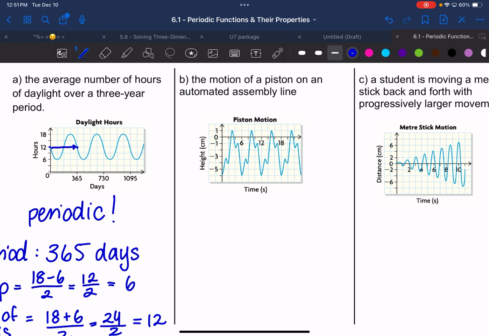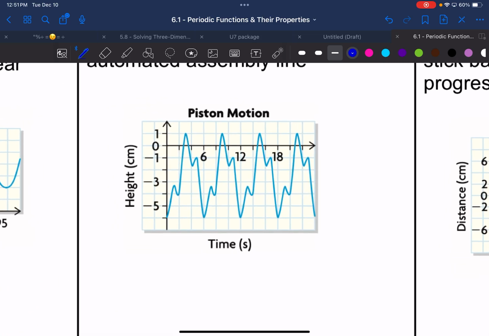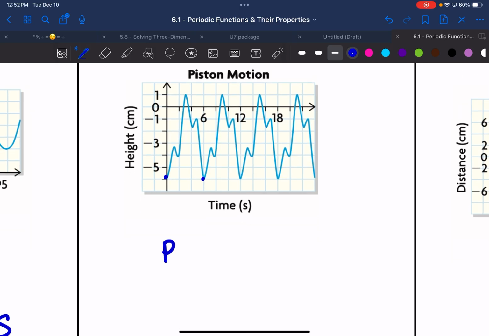What about this one? This is the motion of a piston on an automated assembly line. Do we think this is periodic or no? Does it have a repetitive pattern? Yeah? And no, it doesn't look like the pretty sinusoidal wave where it's constant, but it has a repetitive pattern where it starts here, goes up, and then it comes back down, and then you notice at this time it repeats again. So because it has that repetitive pattern, it's considered periodic. Sinusoidal? No, but periodic, yes. So that's fine.